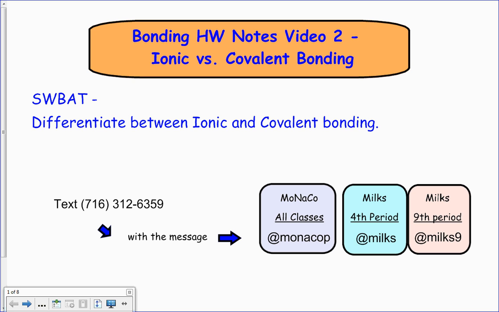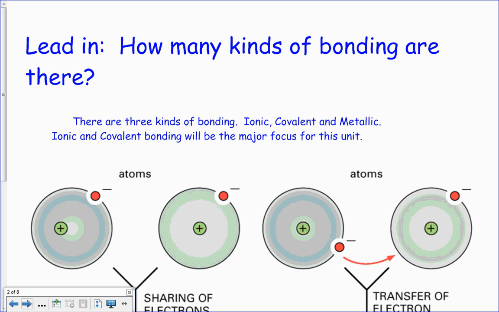Video number 2, ionic versus covalent bonding. These are the two main kinds of bonding we are going to study in this unit. There is actually so much to do about ionic and covalent bonding that there's going to be two videos about the subject.